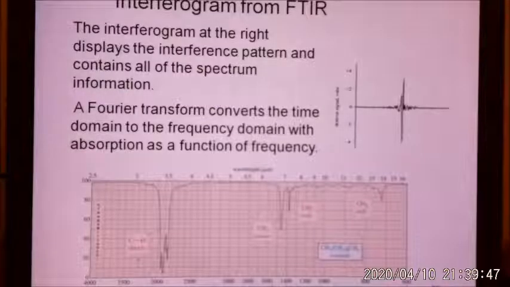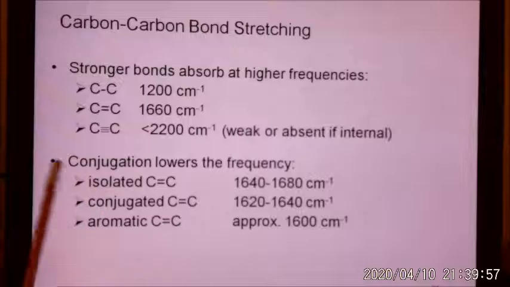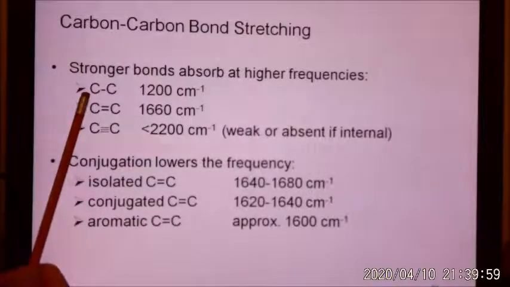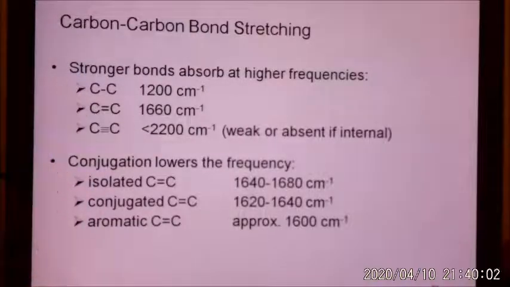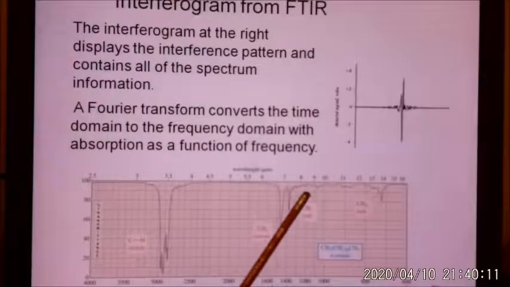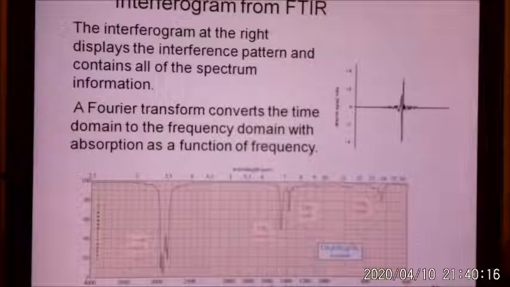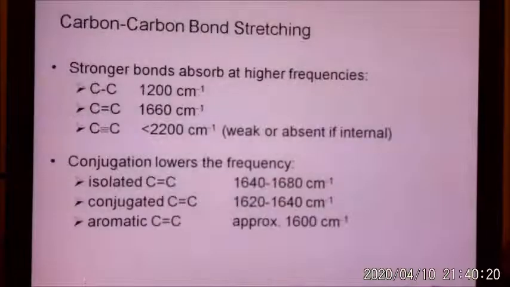So the Fourier transform again converts from the time domain to the frequency domain. Carbon-carbon single bond at 1200 wave numbers. Very difficult to see. Okay, I'm going to go back. 1200, right? Why don't we see it? Because it's nonpolar. If you really needed to see the carbon-carbon stretches, you're going to be looking at Raman spectroscopy.